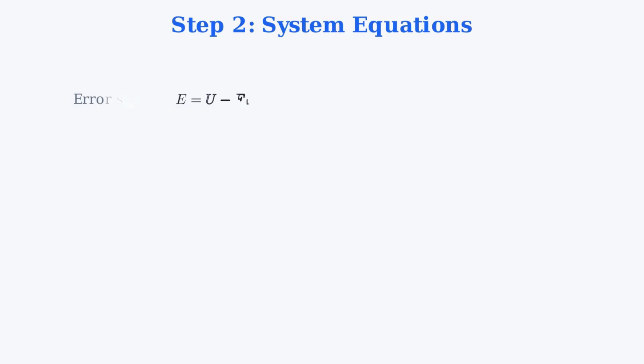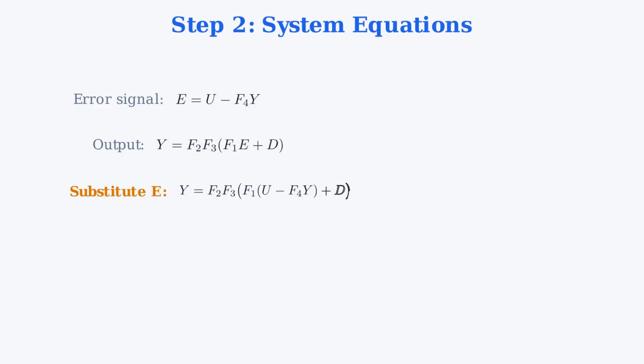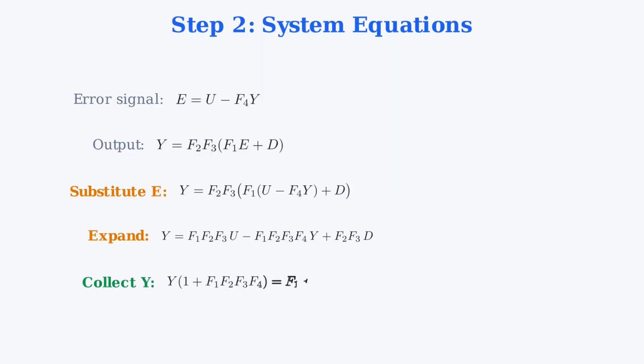Step 2. Write the system equations. Let us label the signals. At the first summing junction, the error signal E equals U minus F4 times Y. After F1, the signal is F1 times E. At the second summing junction, we add the disturbance, so the signal entering F2 F3 is F1 times E plus D. The output is Y equals F2 F3 times the quantity F1 E plus D.